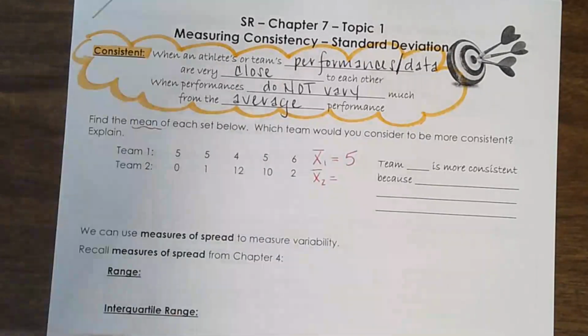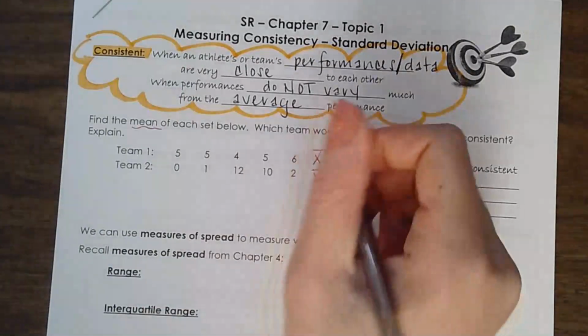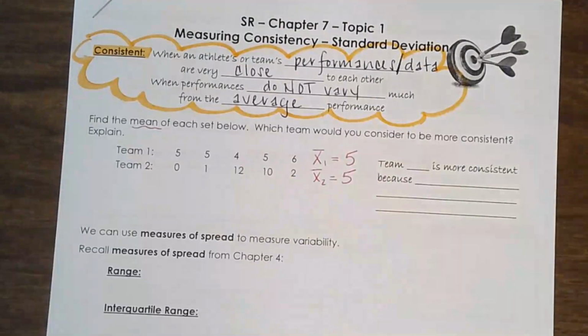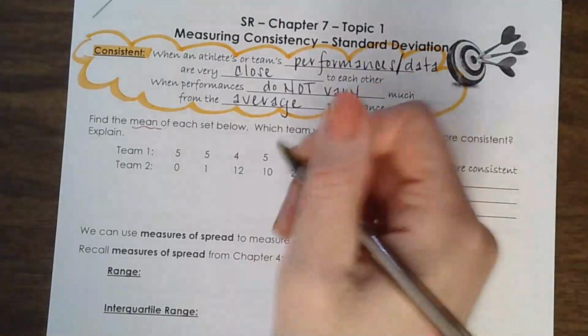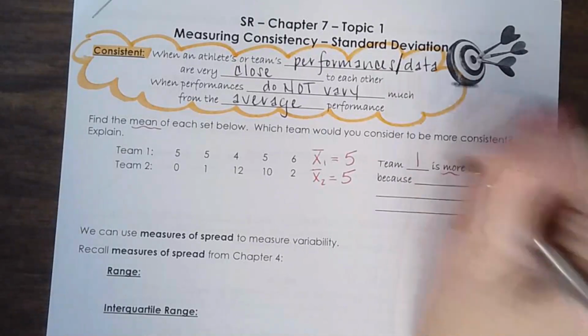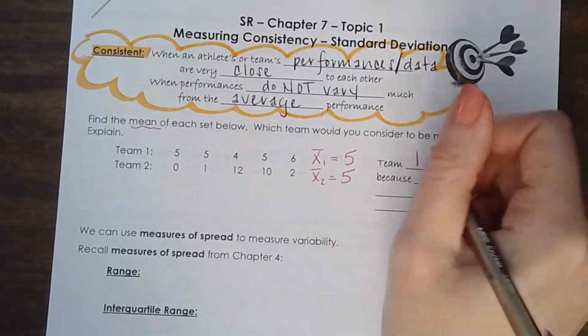You can add them all up and divide by 5, or I know some of you are probably putting it into a list and using 1-variable stats. Either one works. 5. So they each have the same mean. Which team is more consistent, team 1 or team 2? Team 1. Why? Because their data is closer together.